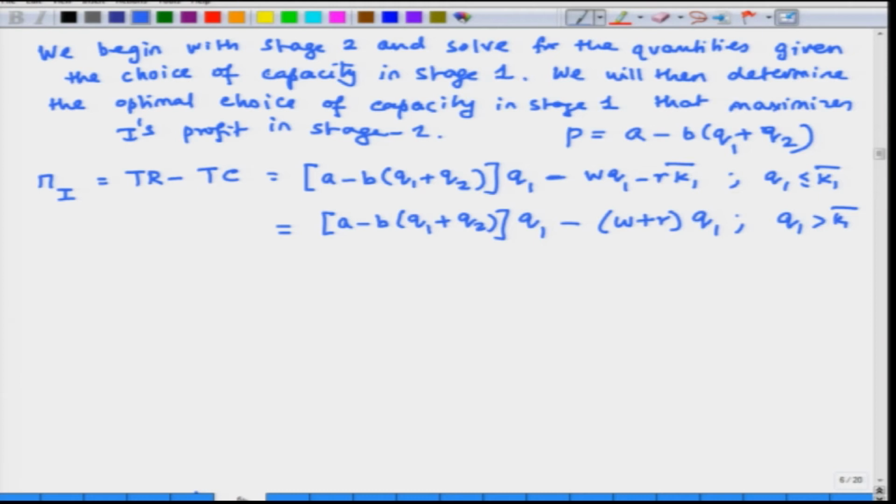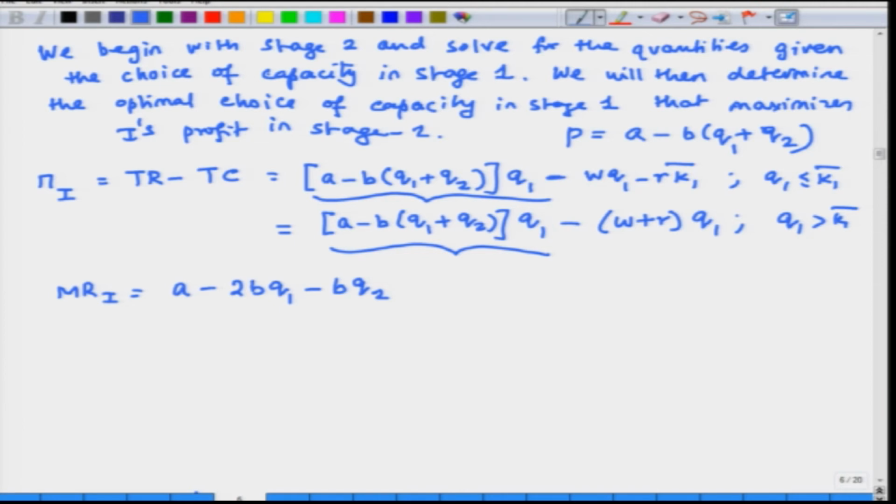Now, if you look at the total revenue function, in both cases, the total revenue leads to a marginal revenue for the incumbent. So essentially, if I take the marginal revenue, this is A times Q1 minus B Q1 square minus B Q1 Q2. So, that is going to give me A minus 2 B Q1 minus B times Q2. So, this is the marginal revenue of the incumbent.